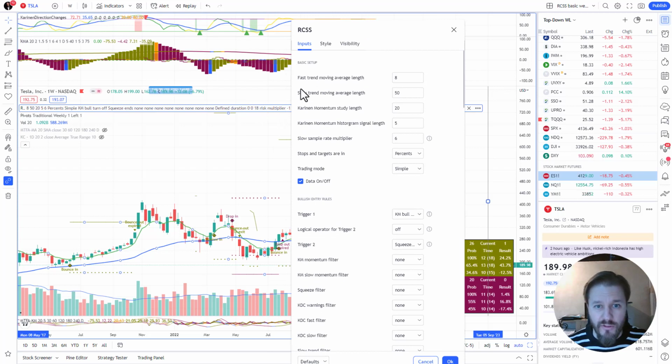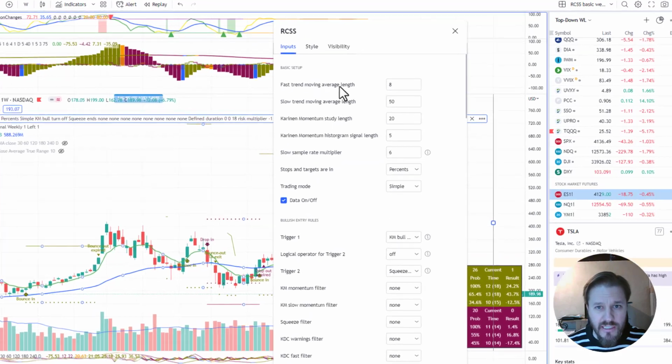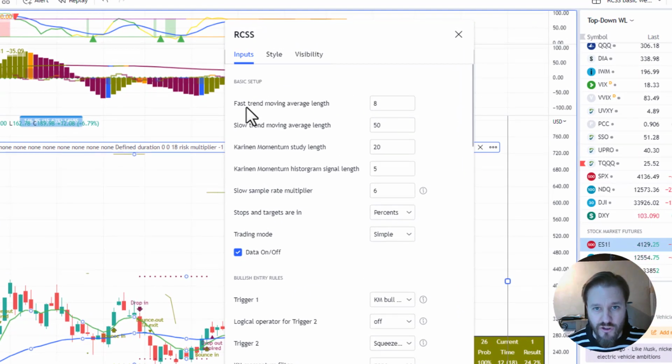First of all, you have the basic setup here. What you've got here is the fast trend and the slow trend at first. These are exponential moving averages, and right now you cannot select whether it's exponential or simple or something else. The green line shows the fast one. I've got 8 EMA. Slow is the blue one. I've got 50 EMA. You change them as you like.